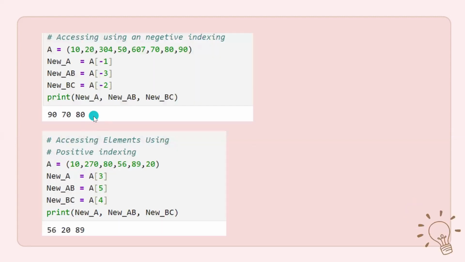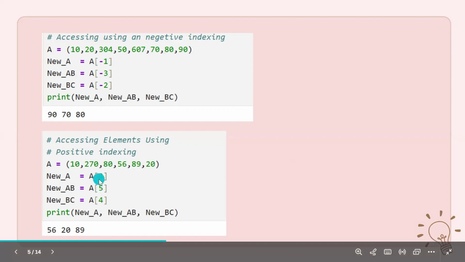So here are the examples of accessing elements. Here we are accessing using negative indexing. This is the negative indexing. So here is the output of this program. And the second one is positive indexing. We are accessing by using positive indexing, right? So negative indexing means -1, -3, -2. This is the negative indexing, right? And for positive indexing, here are 3, 5, and 4. So this is the output of this program.